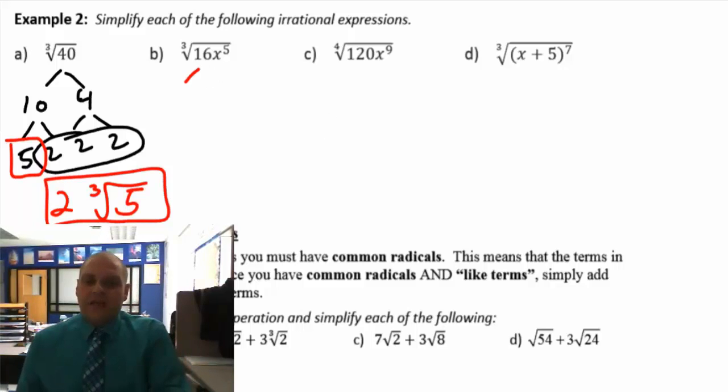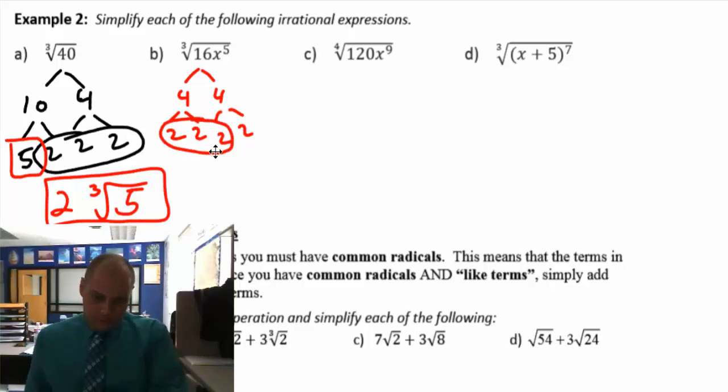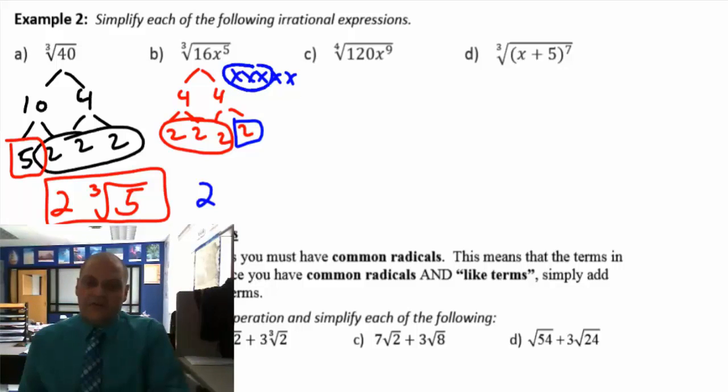16 is going to be 4 times 4, first thing that popped in my head, and then I can go 2, 2, 2, 2. I have a group of 2's, so that gives me a 2 again. And I have a leftover 2. And then I have x, x, x, x, x. I have 3 x's, I need 3 of them. And I have a leftover 2.